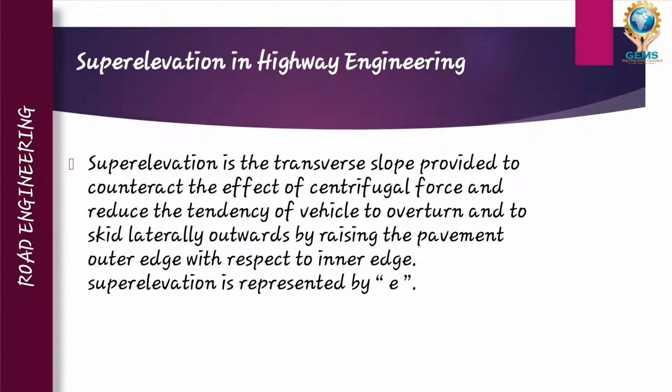That is super elevation. As we can see, super elevation is nothing but the transverse slope which is provided in the curves where the centrifugal force will act on the vehicle. So the widened road will be elevated so that the movement of the vehicle will be safe, and it will reduce the tendency of the vehicle to overturn and skid laterally outward by raising the pavement outer edge with respect to the inner edge. And super elevation is represented as E, as you can see here.